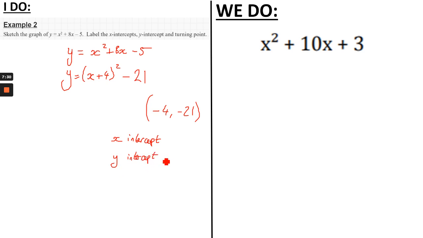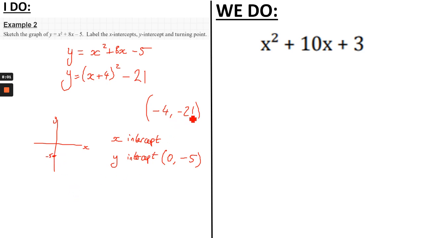Now, where does it cross the y-axis? That's easy, because if you think about your graph, the y-axis is where all of the x values are 0. So if you substitute x is 0 into this, you get 4 squared, which is 16, subtract 21, which is minus 5. So when the x value is 0, the y value is equal to negative 5. You know that it crosses the y-axis at 0, minus 5.